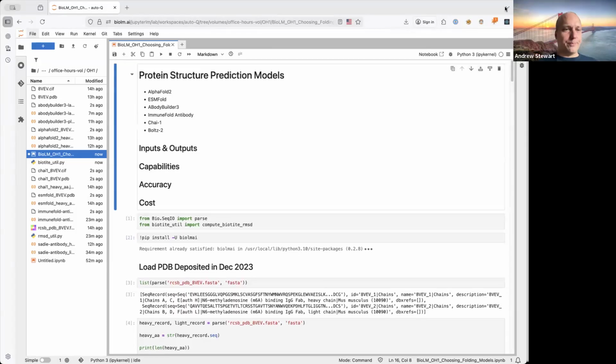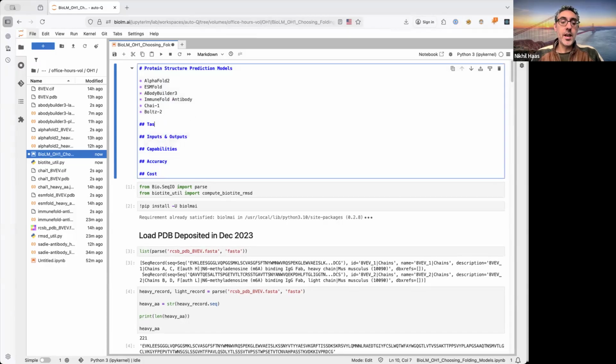I talked about inputs and outputs and capabilities, accuracy and cost, and I don't actually have that filled out, and that's something that we can talk about and fill out as we go through this, and we all look at the results. So I encourage everybody to contribute and jump in. But today, the models that we're going to look at are AlphaFold, ESMFold, ABodyBuilder3, ImmuneBuilder antibody, Chai-1, and Boltz-2.